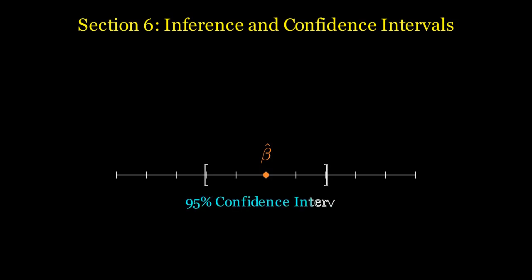Section 6. Inference and confidence intervals. Since we know beta hat isn't perfect, we report it with a confidence interval. We might say, we are 95% confident that the true beta lies between these two bounds. If our beta hat is far enough from zero, we say it is statistically significant, meaning the relationship we found is unlikely to be due to mere chance.